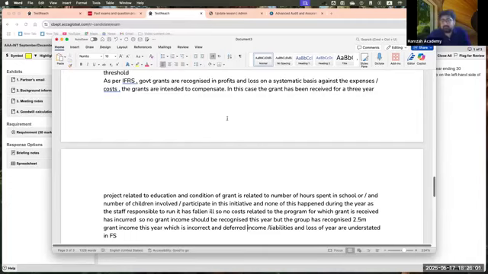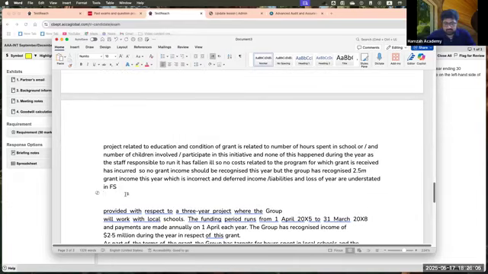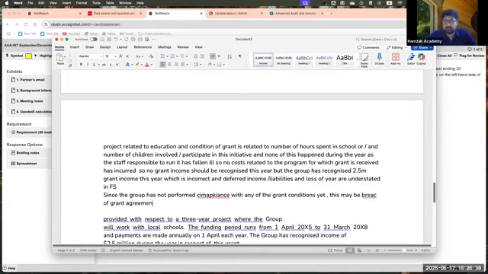One more thing you can write. Since the group has not performed any compliance with any of the grant conditions yet, this may be a breach of the grant agreement, and the grant may need to be repayable, and a provision may be required in this regard.